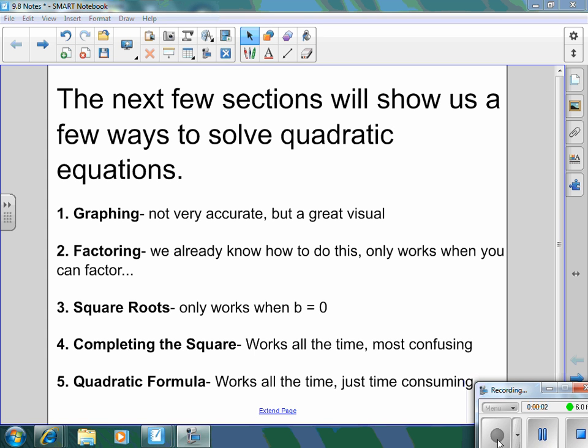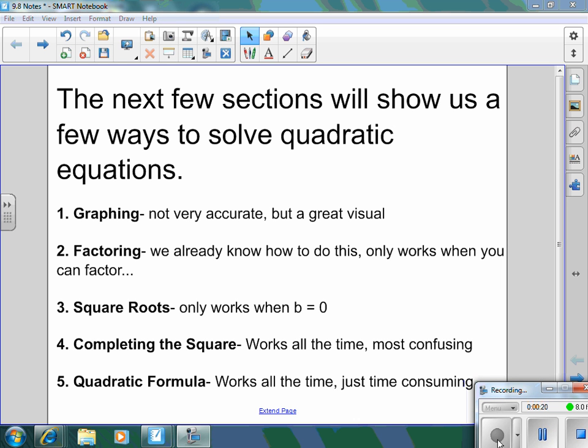Alright, on to the fourth method. Remember, graphing, factoring, and square rooting all have limitations. Graphing isn't very accurate, and it sucks to graph things. Factoring obviously only works when we can factor something. And then square roots only work when b equals 0.